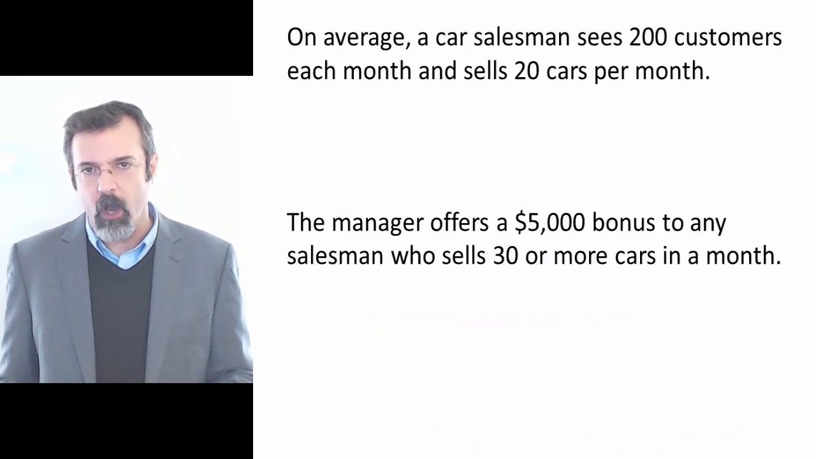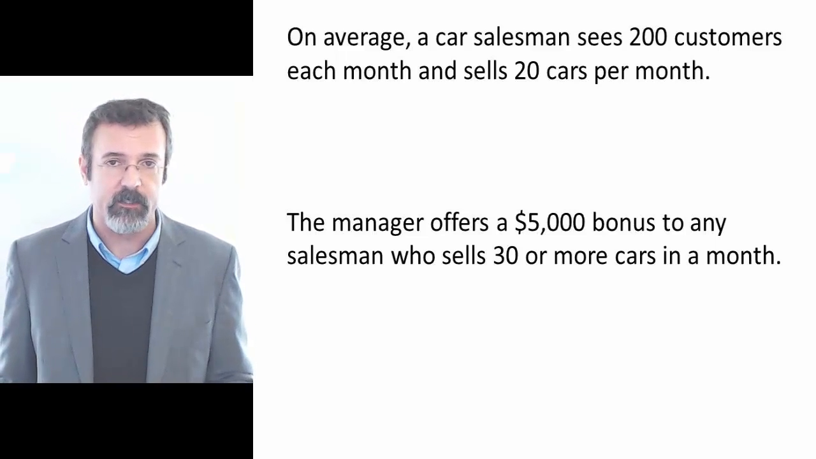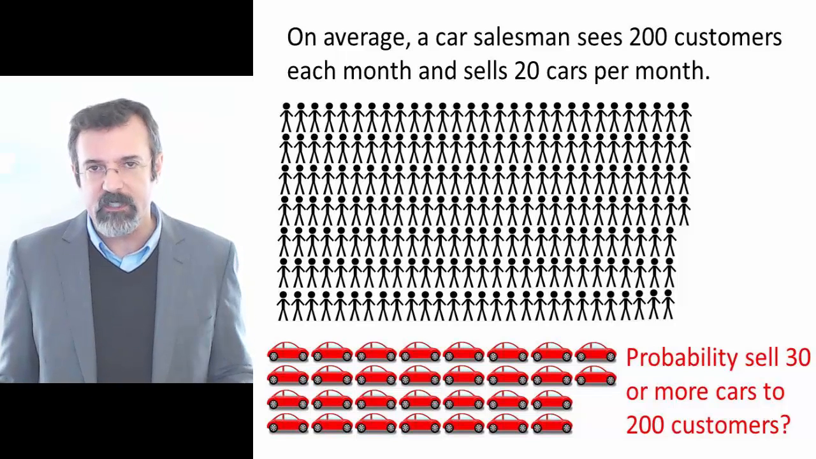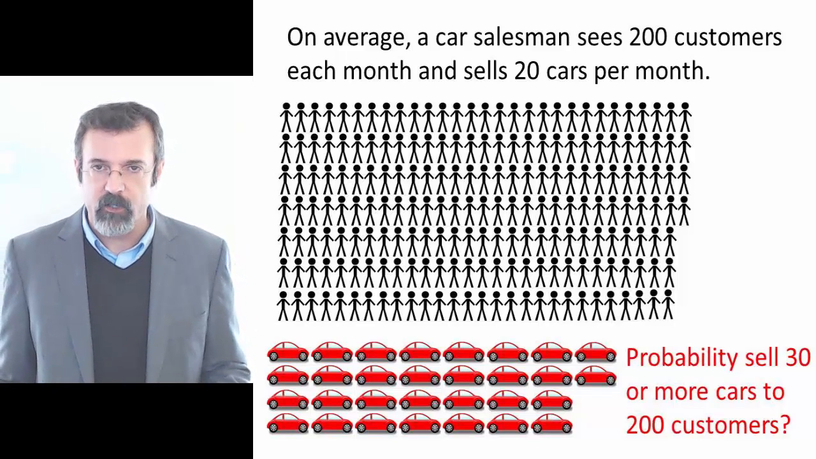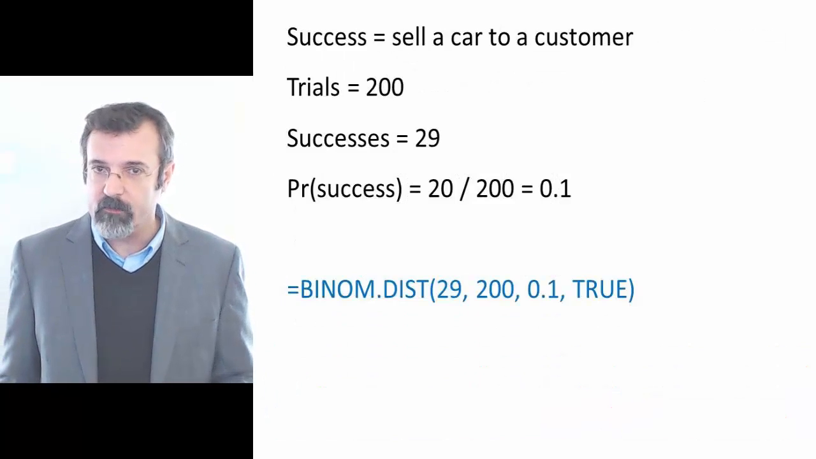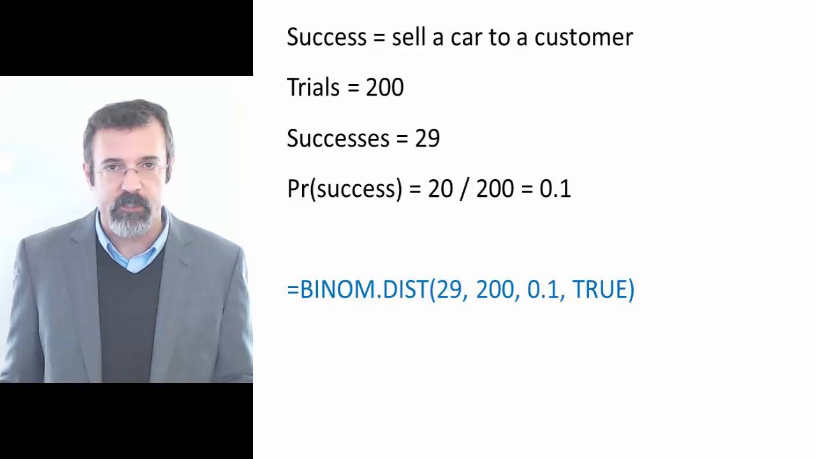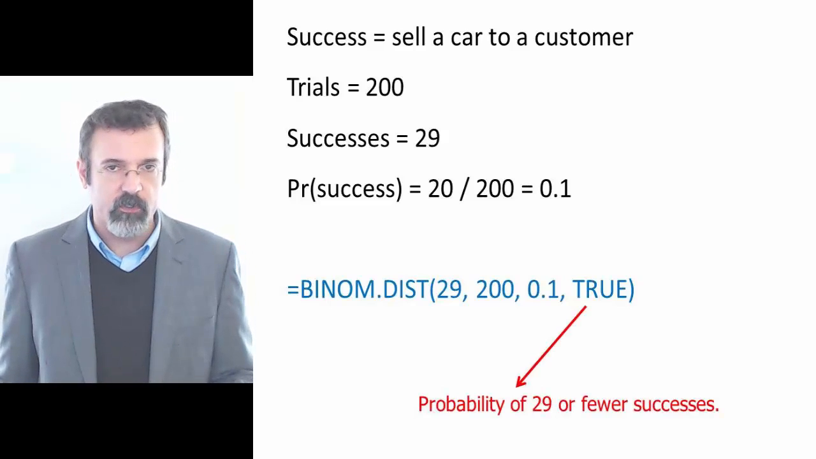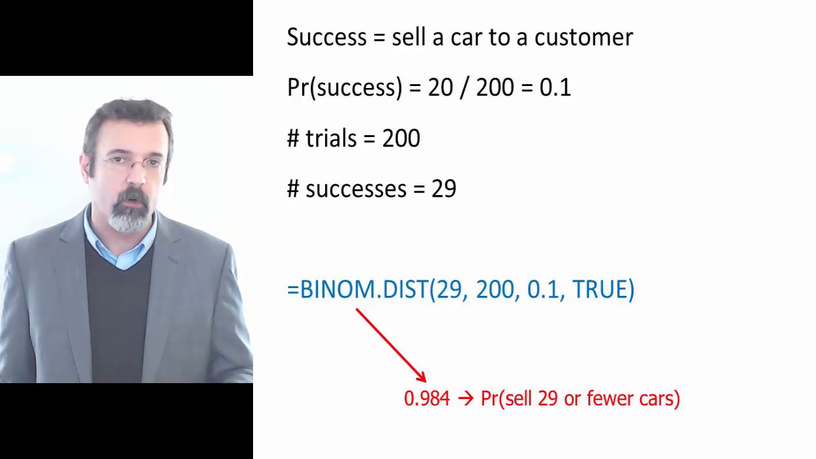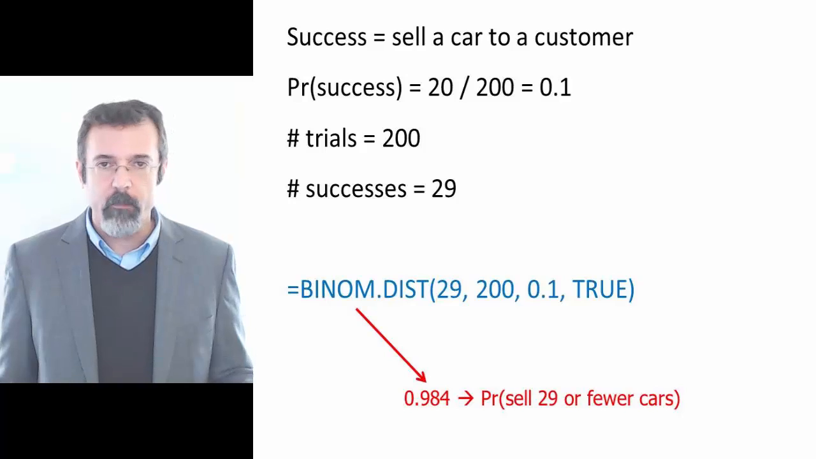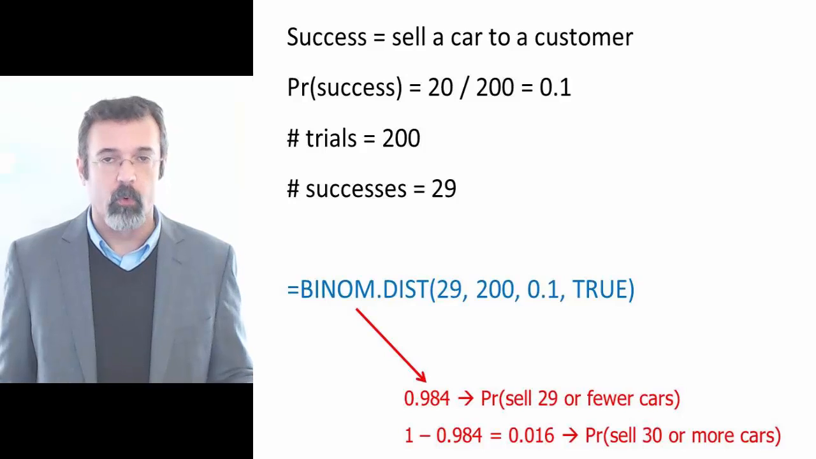Now suppose the manager offers a $5,000 bonus if the salesman can sell 30 or more cars in a month. Based on this information, what is the probability that the salesman will sell 30 or more cars this month? Using the binom.dist function, we enter 29 for the number of successes, 200 for the number of trials, 0.1 for the probability of a single success, and the word true. The function returns 0.984. This is the probability of the salesman selling 29 or fewer cars in a month. So the probability of the salesman selling 30 or more cars is 1 minus this, or 1.6%.